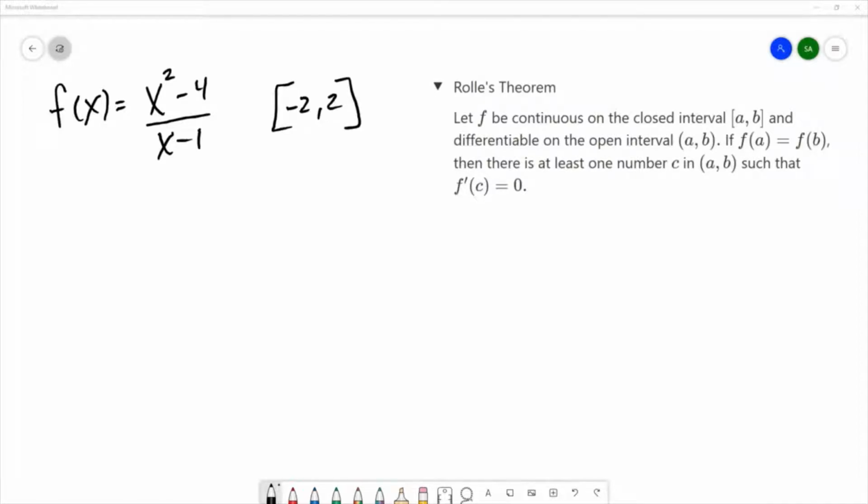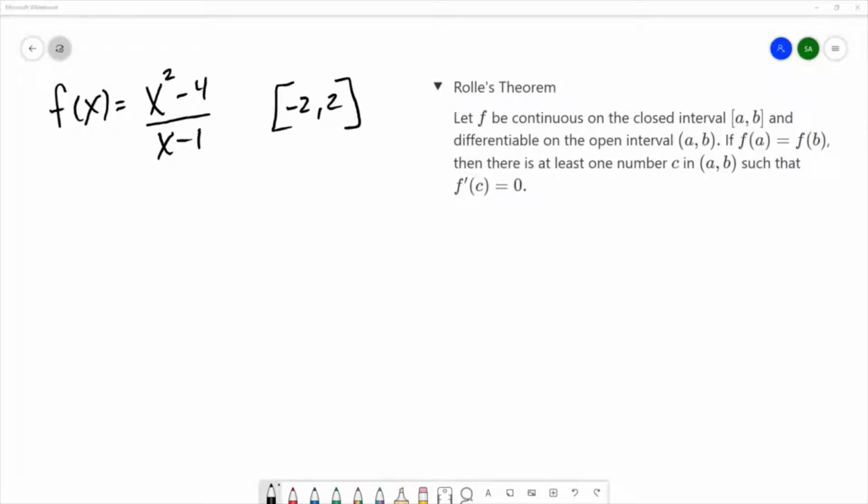All right, on this question, the directions say, determine whether Rolle's theorem can be applied to the function on the closed interval. If Rolle's theorem can be applied, find all values of C in the open interval AB such that f prime at C equals 0. If Rolle's theorem cannot be applied, explain why.